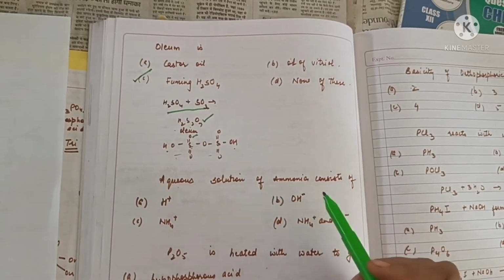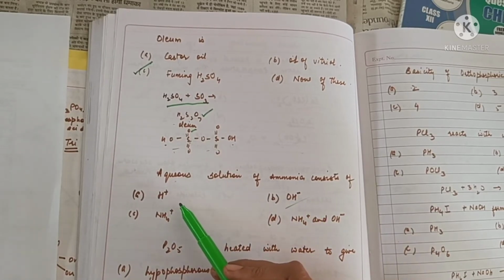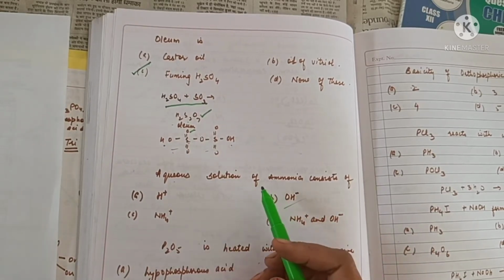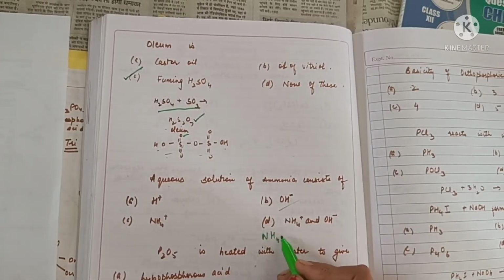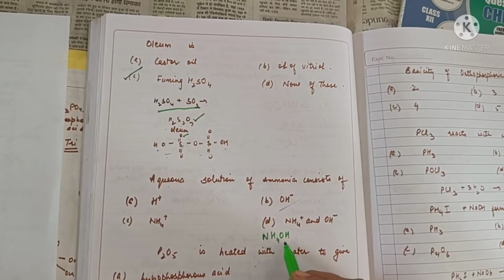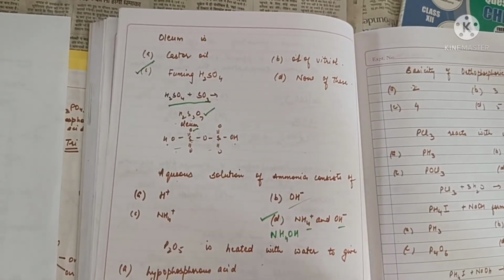Aqueous solution of ammonia consists of... because aqueous solution of ammonia is ammonium hydroxide, so it will dissociate. It's a weak base to give ammonium ions and hydroxide ions. So option D is the correct answer.